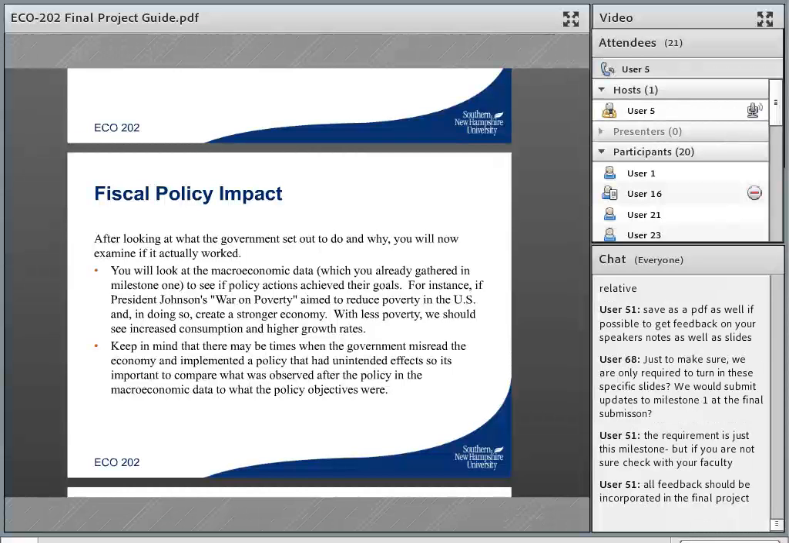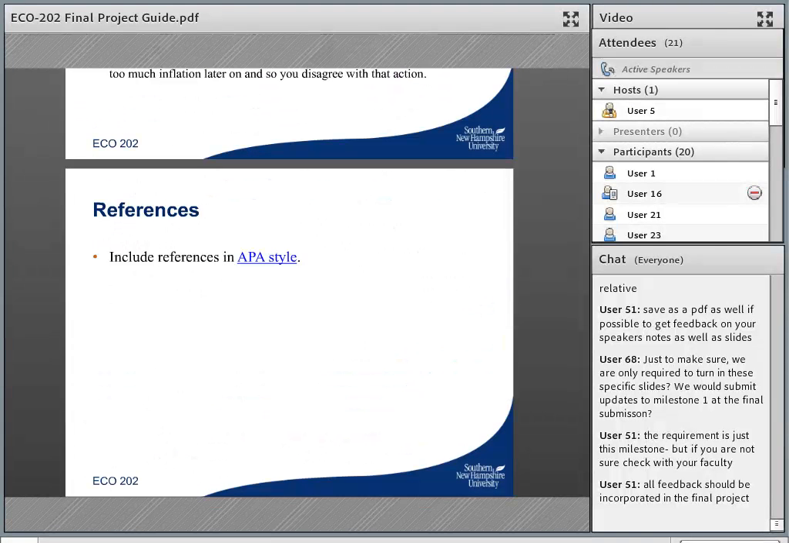So someone asked, just to make sure, we are only required to turn in these specific slides. We would submit updates to Milestone 1 at the final submission. Yes, you're only going to be graded this week on these 3 slides, Marjorie. So you only need to be submitting these 3. And then, of course, the reference slide as well.